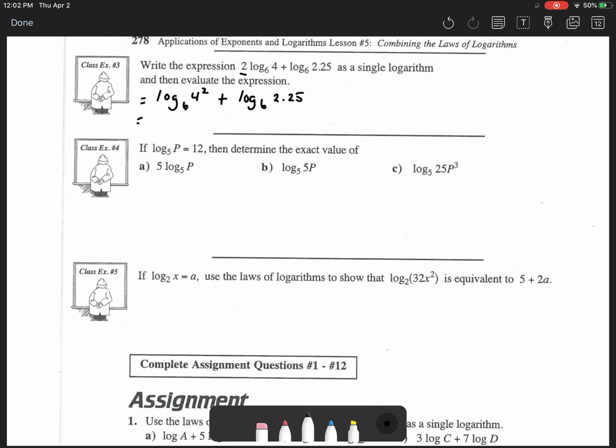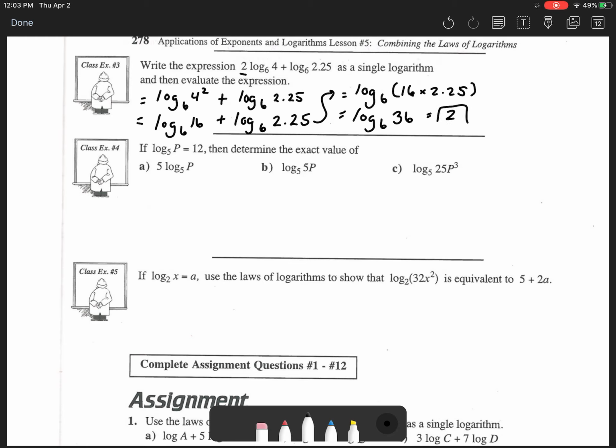So from there, what I will do is turn this into log base 6 of 4 squared, which is 16, plus log base 6 of 2.25. And now I am adding log expressions with the same base, so I'm going to multiply the arguments. This is going to be log base 6 of 16 times 2.25. So this is going to be log base 6, and you're going to see that that actually gives you 36. So that works out pretty nice for us, and the value of that is going to be 2. And there you go, you're done.